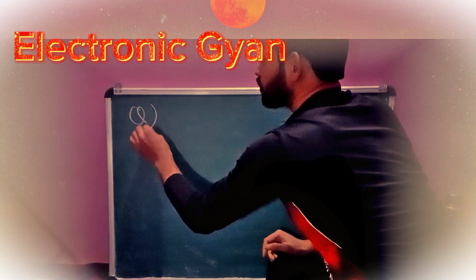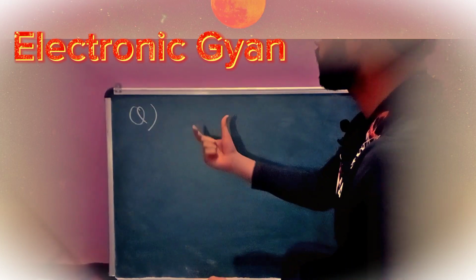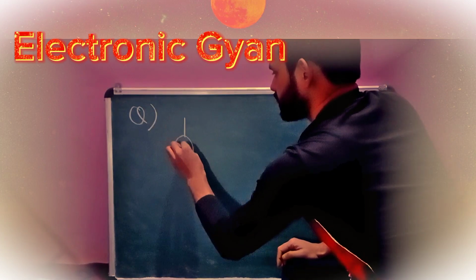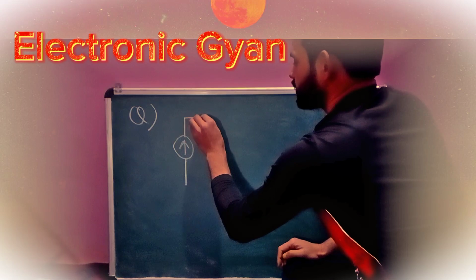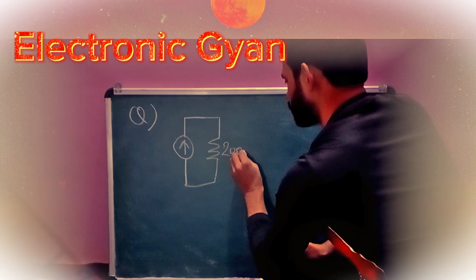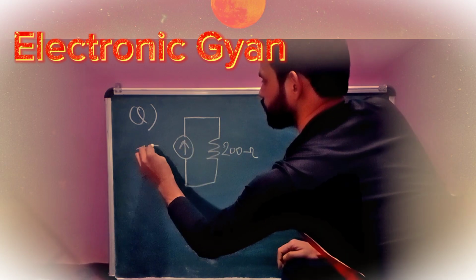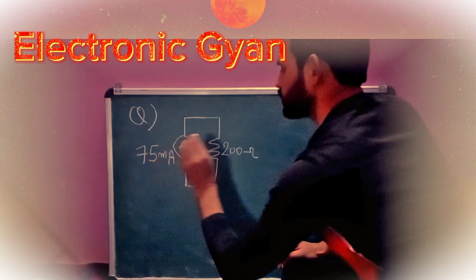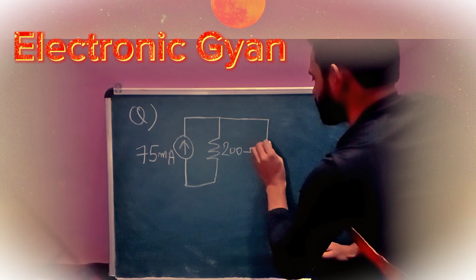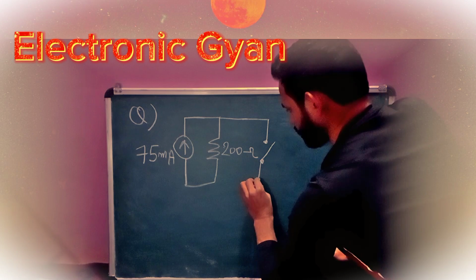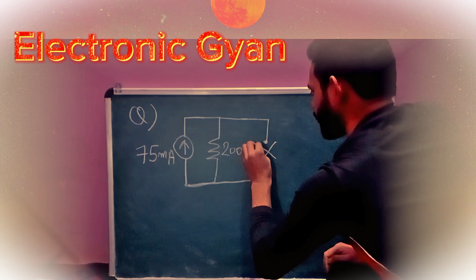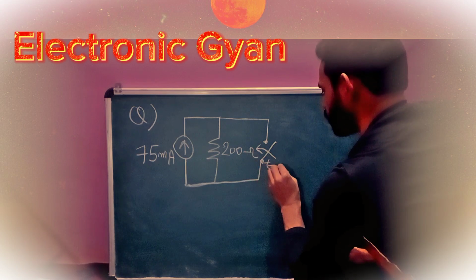Let's see here. My question is about a multiple switching transient circuit. So this is my circuit. Let's say this is my current source, and these are my resistances of 200 ohm and 200 ohm, and this is my 75 milliampere current source. Then one switch is connected here. This is my switch A, which will turn on at time t equal to 0.